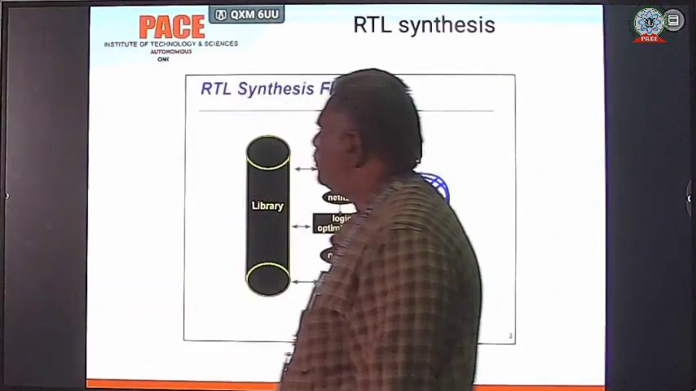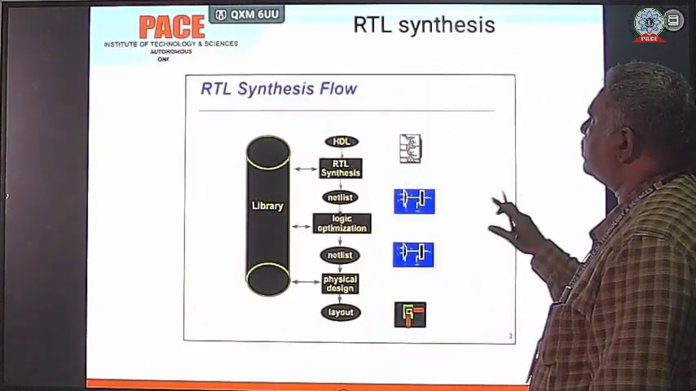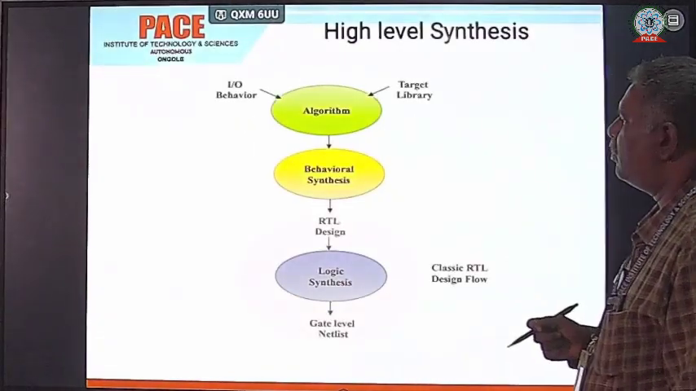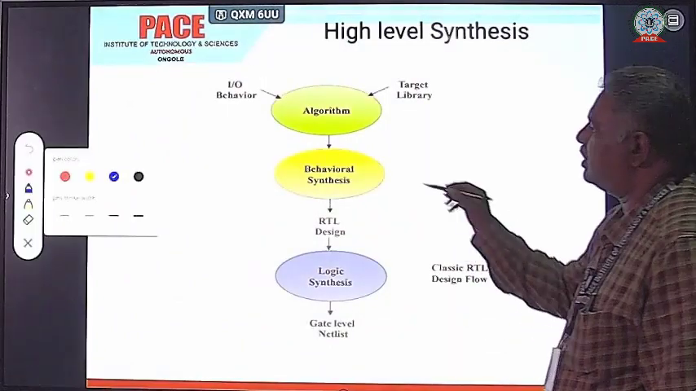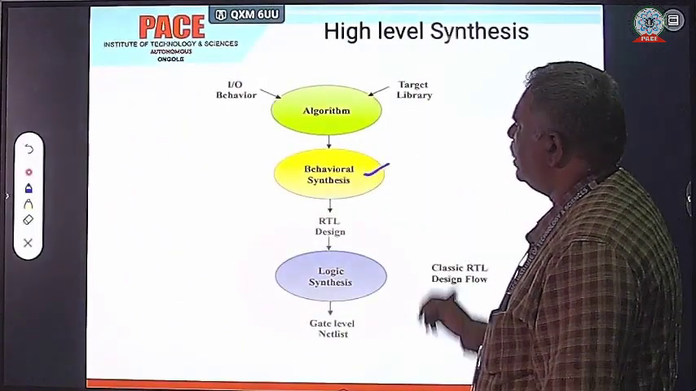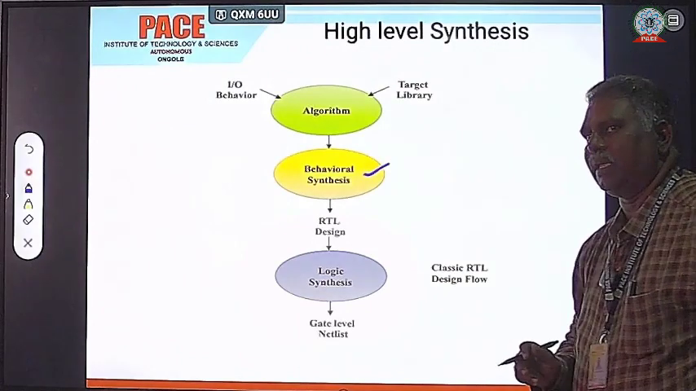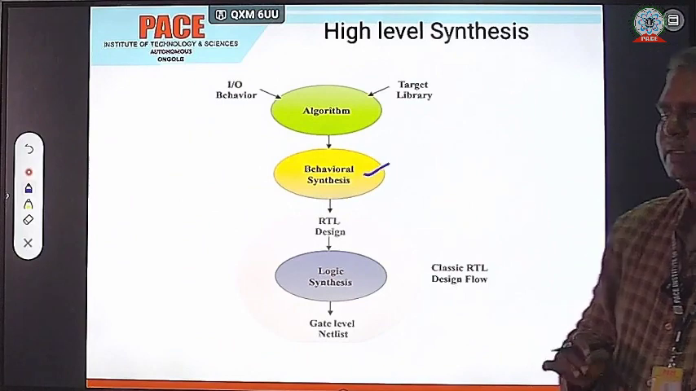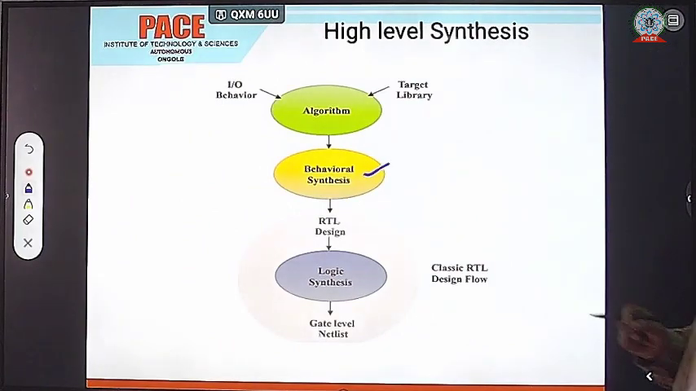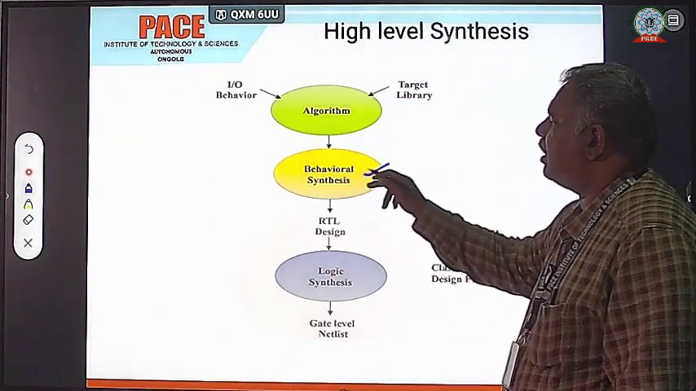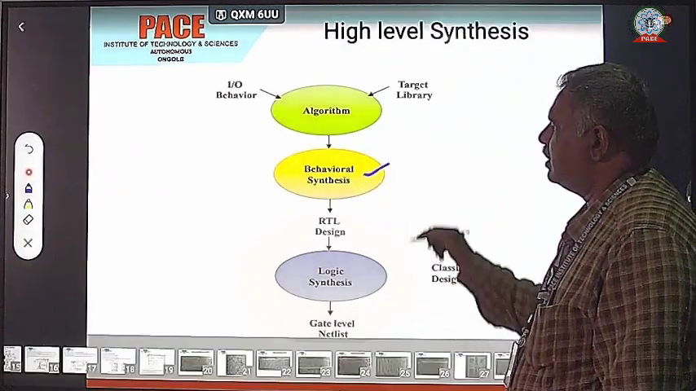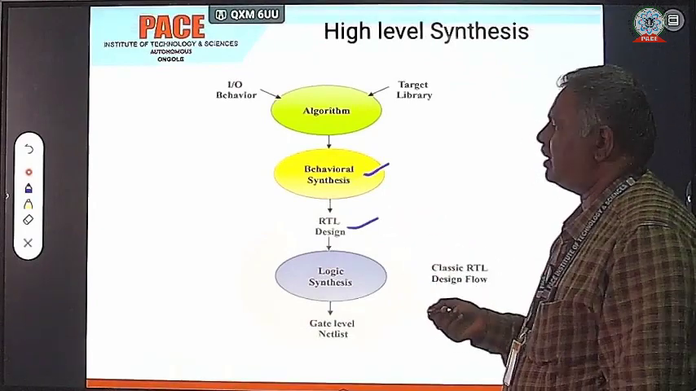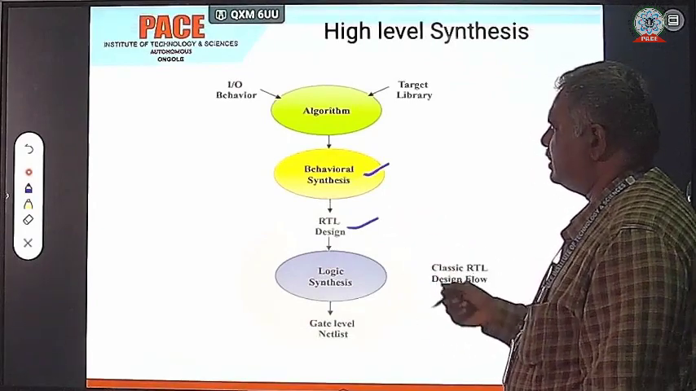Finally, we are going to see high level synthesis. What is high level synthesis? It is verified by using behavioral synthesis. For example, as we have discussed, take an AND gate. It verifies the truth table. Verifying the truth table is called behavioral synthesis. From behavioral synthesis we go to RTL design, which is nothing but registers and so on.